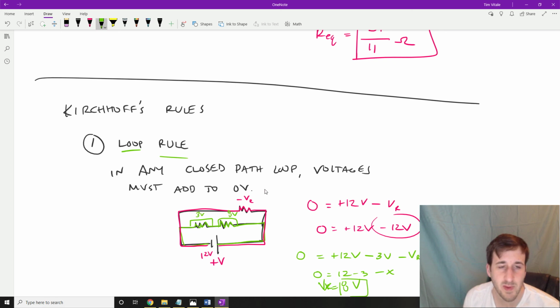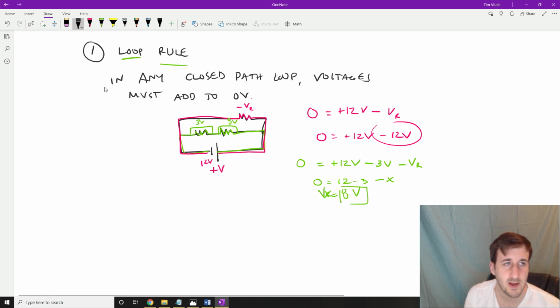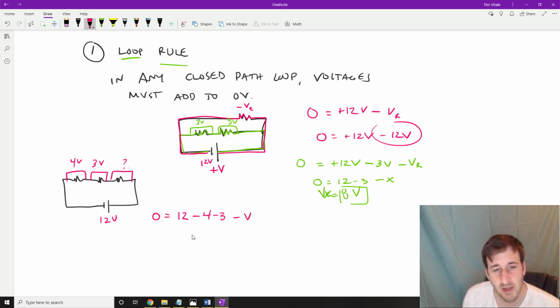So any closed path that you pick has to add up to 0. Let's do an easier example just so you can make sure you totally understand it. If I have a series circuit, and let's say I have voltmeters across those two. Let's say the battery is 12 volts. This is 4 volts. This is 3 volts. What's this one? Then you would just say, well, it has to add up to 0. So I have positive 12, and then minus 4, minus 3, minus that last voltage. What is that last voltage? 8 minus 3, so it's got to be 5, right? So that's the loop rule.